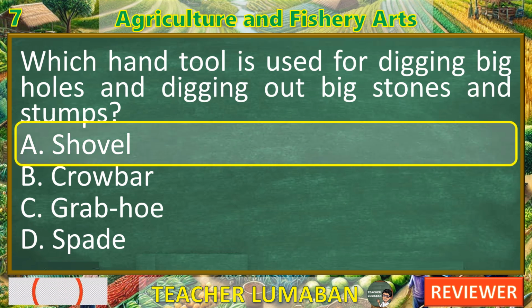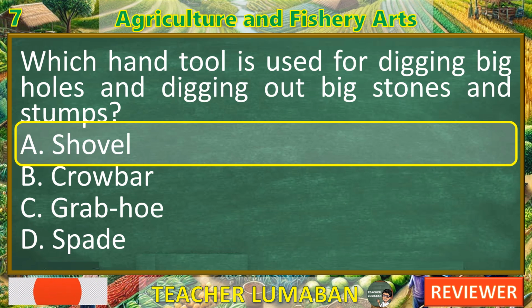Here's an explanation of each choice. A. A shovel is a versatile hand tool with a broad blade and a long handle, designed for digging, lifting, and moving bulk materials such as soil, gravel, and sand. It is effective for digging big holes and can also be used to remove large stones and stumps, making it the best choice for this purpose.